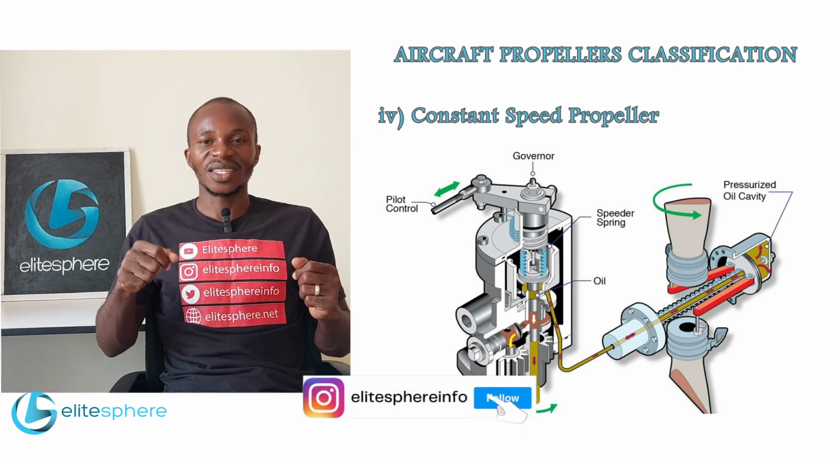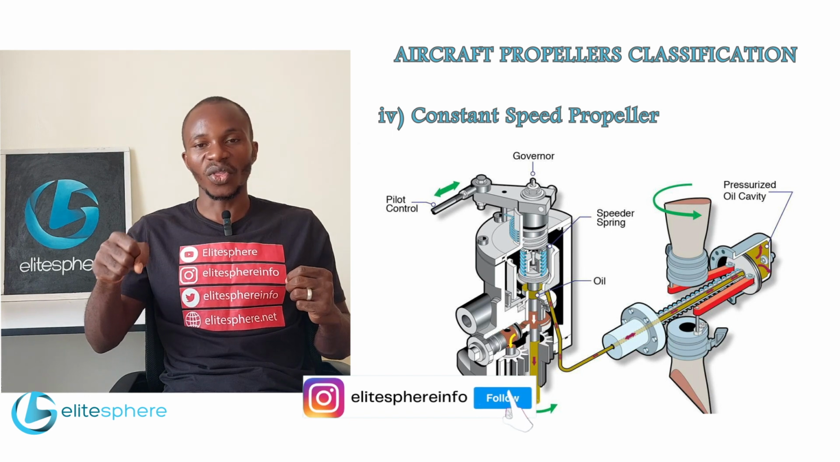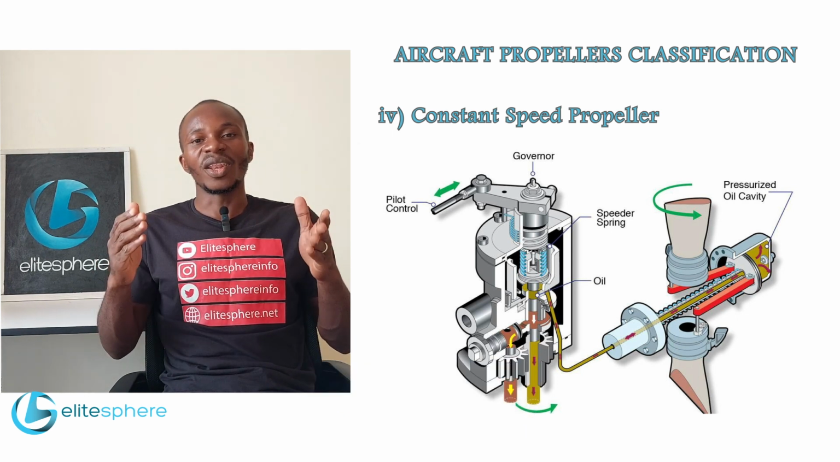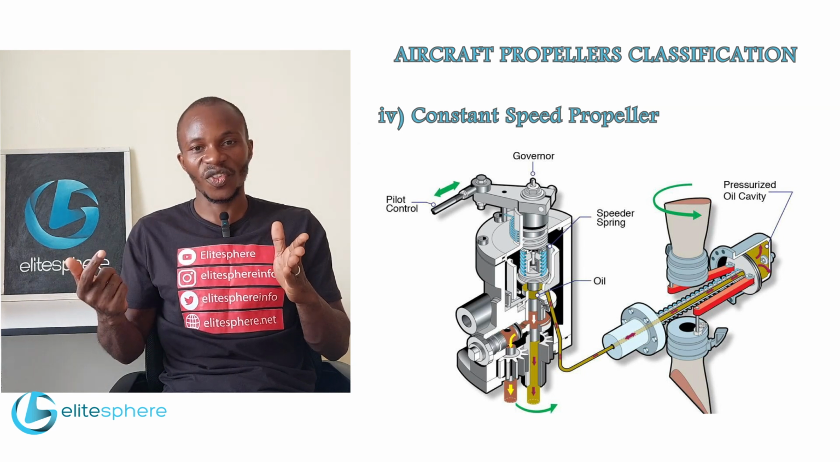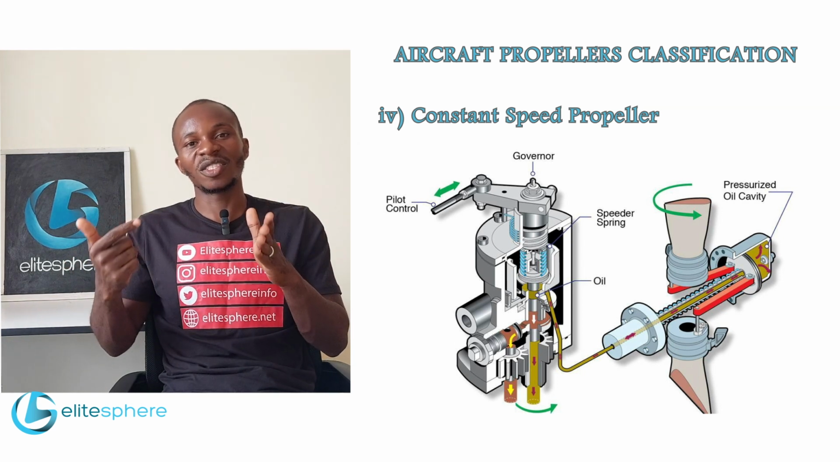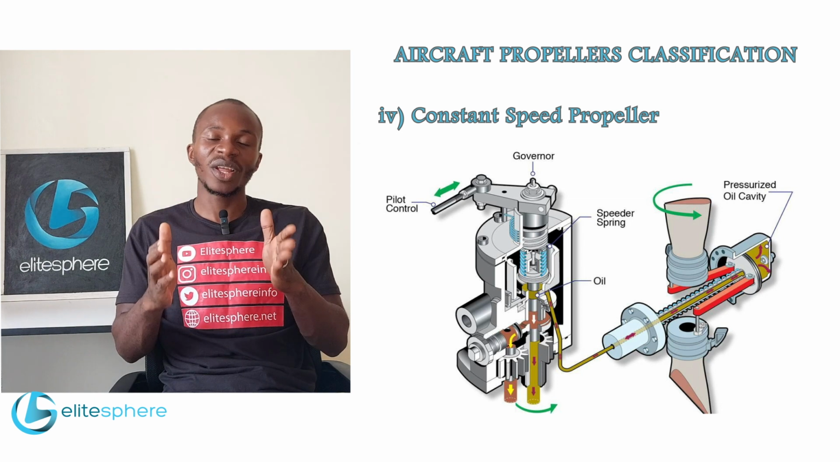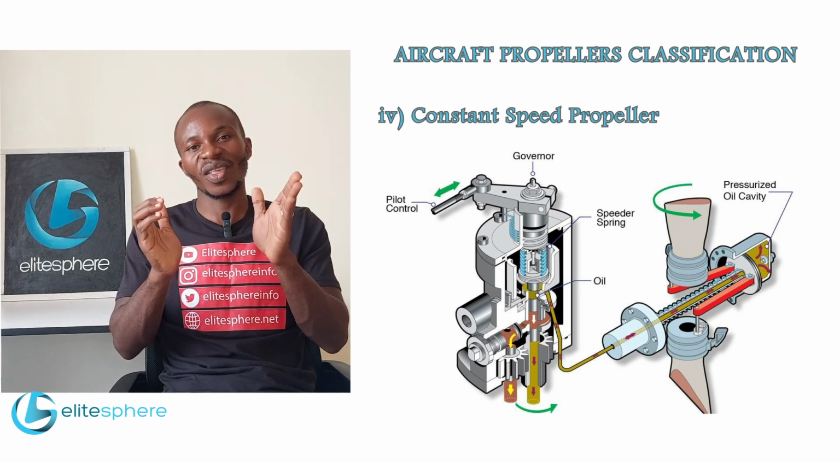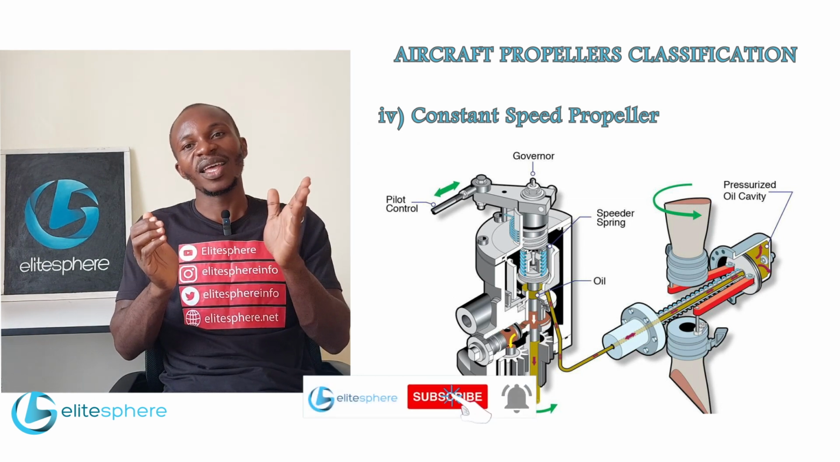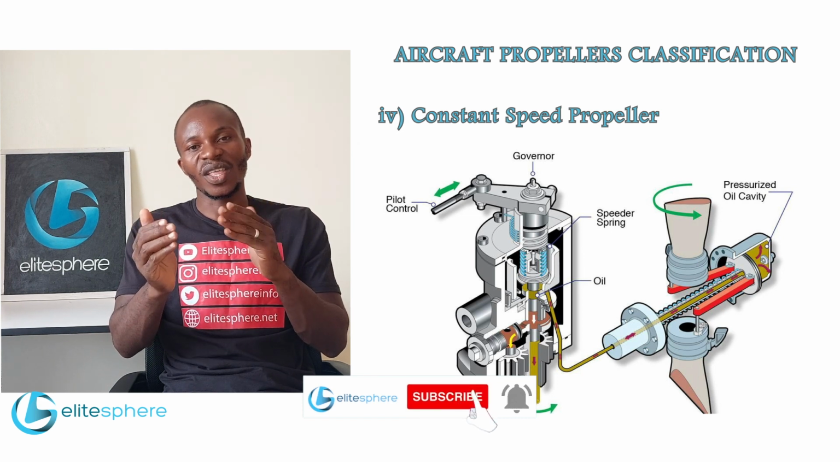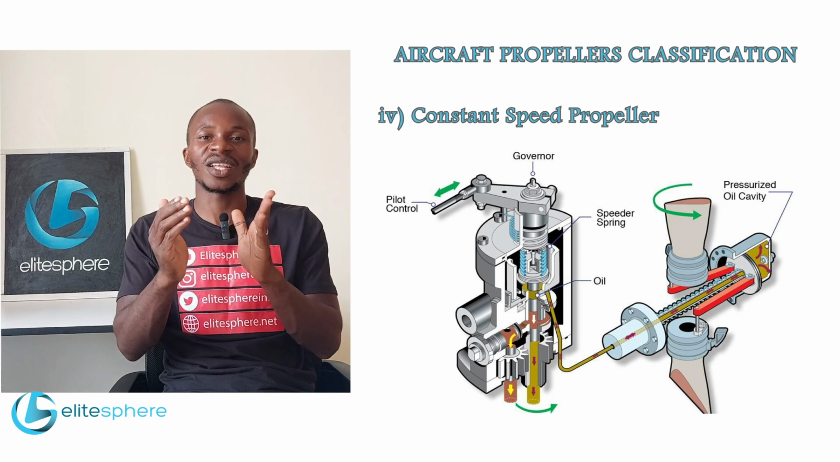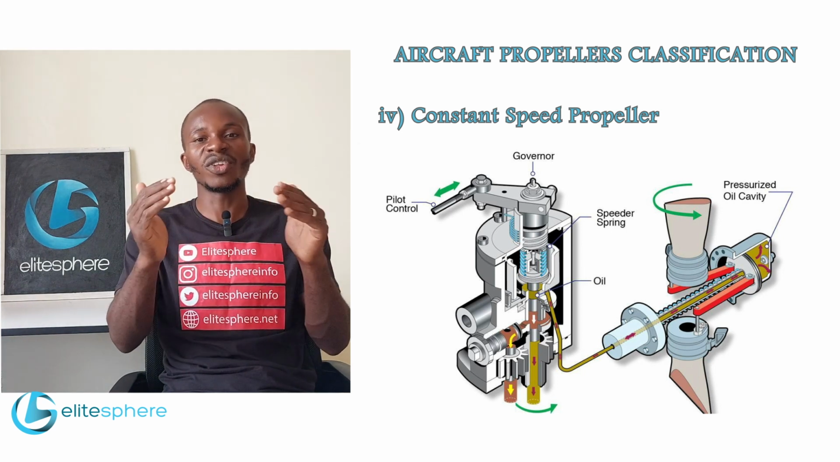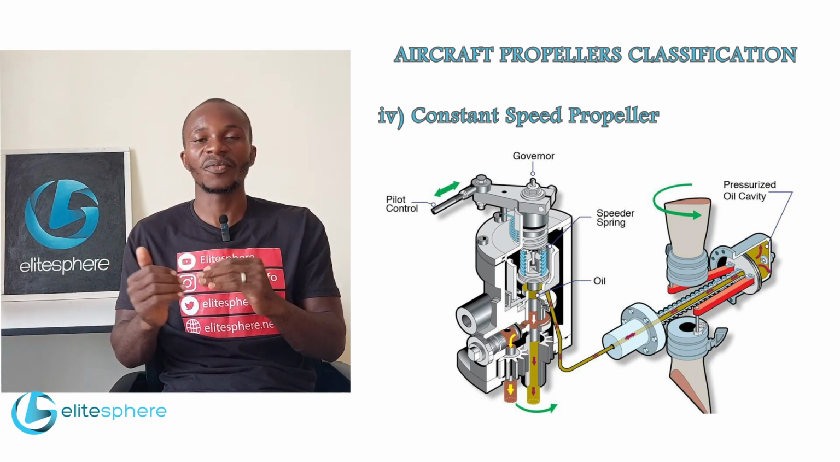When the pilot has set a target speed on the aircraft and for some reason the speed of the engine RPM increases above the set speed, the propeller governor will increase the blade angle, and as the blade angle is increased, the load of the propeller on the engine will increase, and as a result the engine will slow down, bringing the speed back to the set speed.